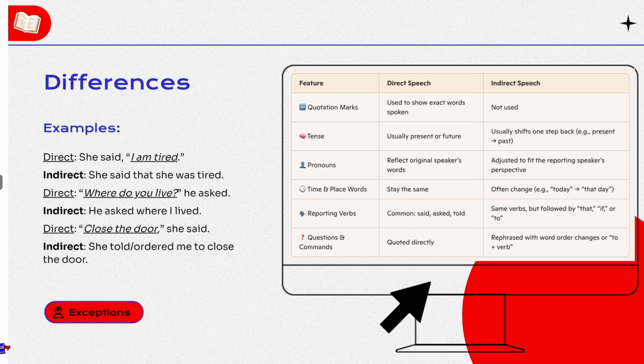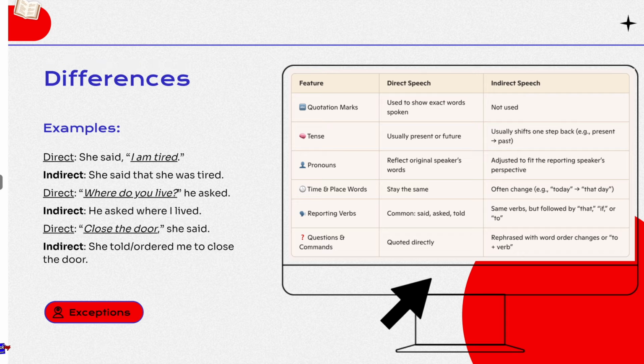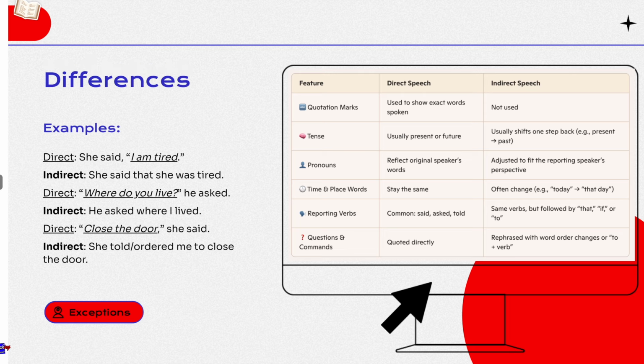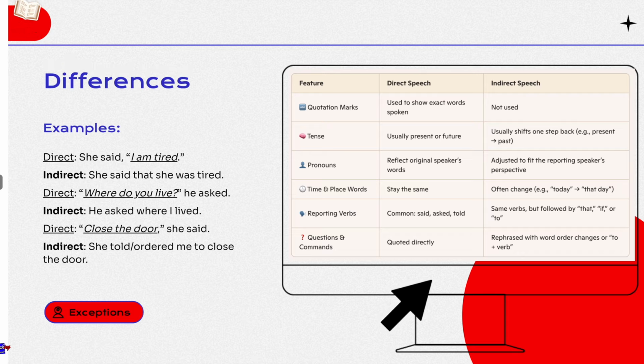Let's look at the examples that I have here. So for direct speech, she said, "I'm tired." Notice the quotation marks. In indirect speech, she said that she was tired. Here, what you need to notice is the pronouns and the tense. Okay, it shifts one tense back.